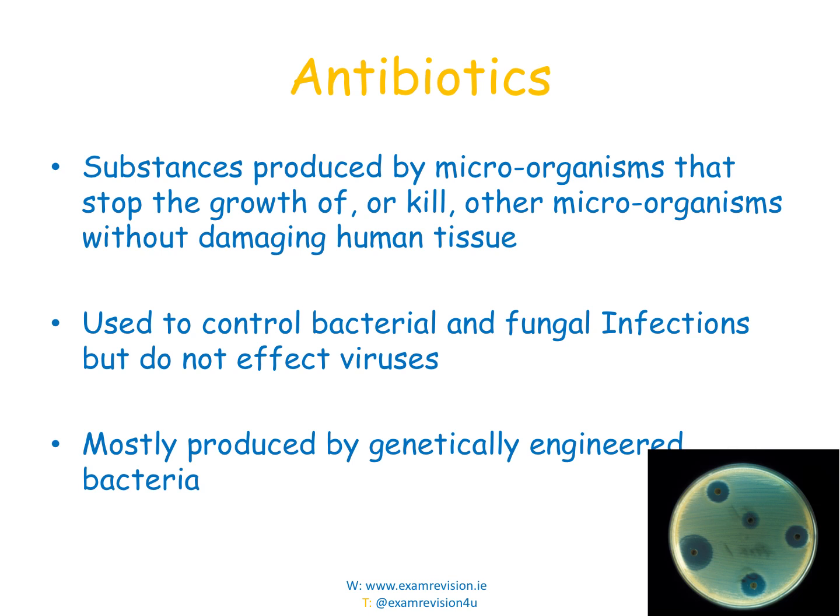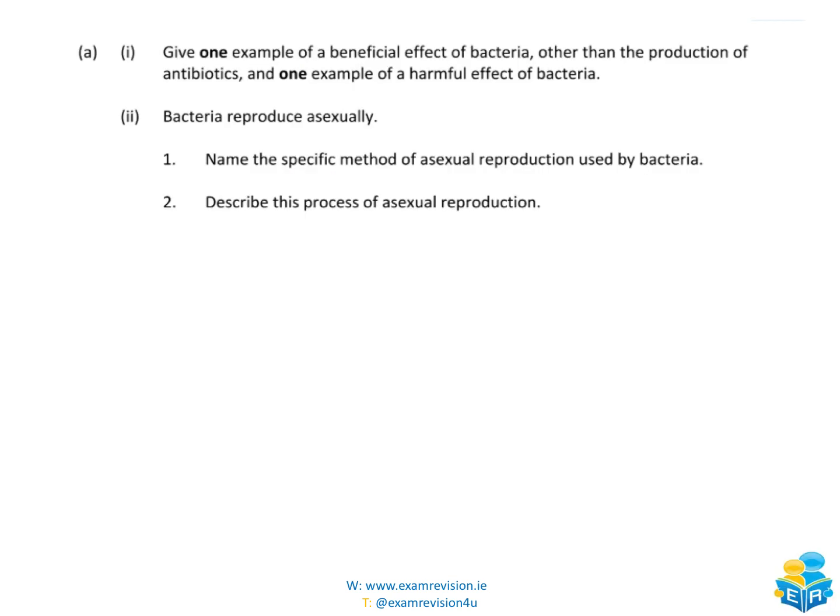Now antibiotics are used to control bacterial and fungal infections, but they do not affect viruses. They're completely separate. We need vaccines in order to help prevent the severity of an infection with a virus. Antibiotics are for bacterial and fungal infections. Most of them nowadays are produced by genetically engineered bacteria, so we can artificially alter the bacteria, and then they will actually start to produce the antibiotics themselves, and then we can extract that and give that to patients.